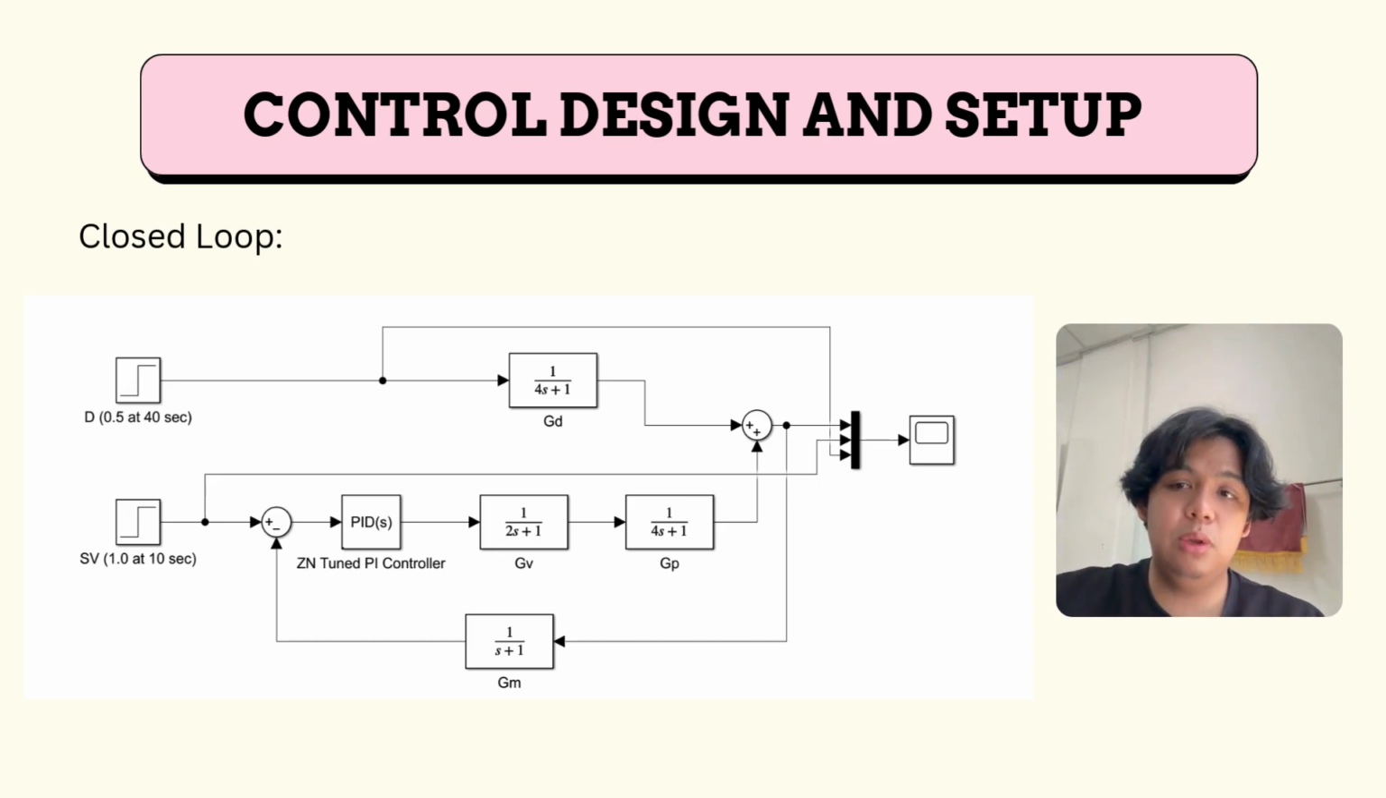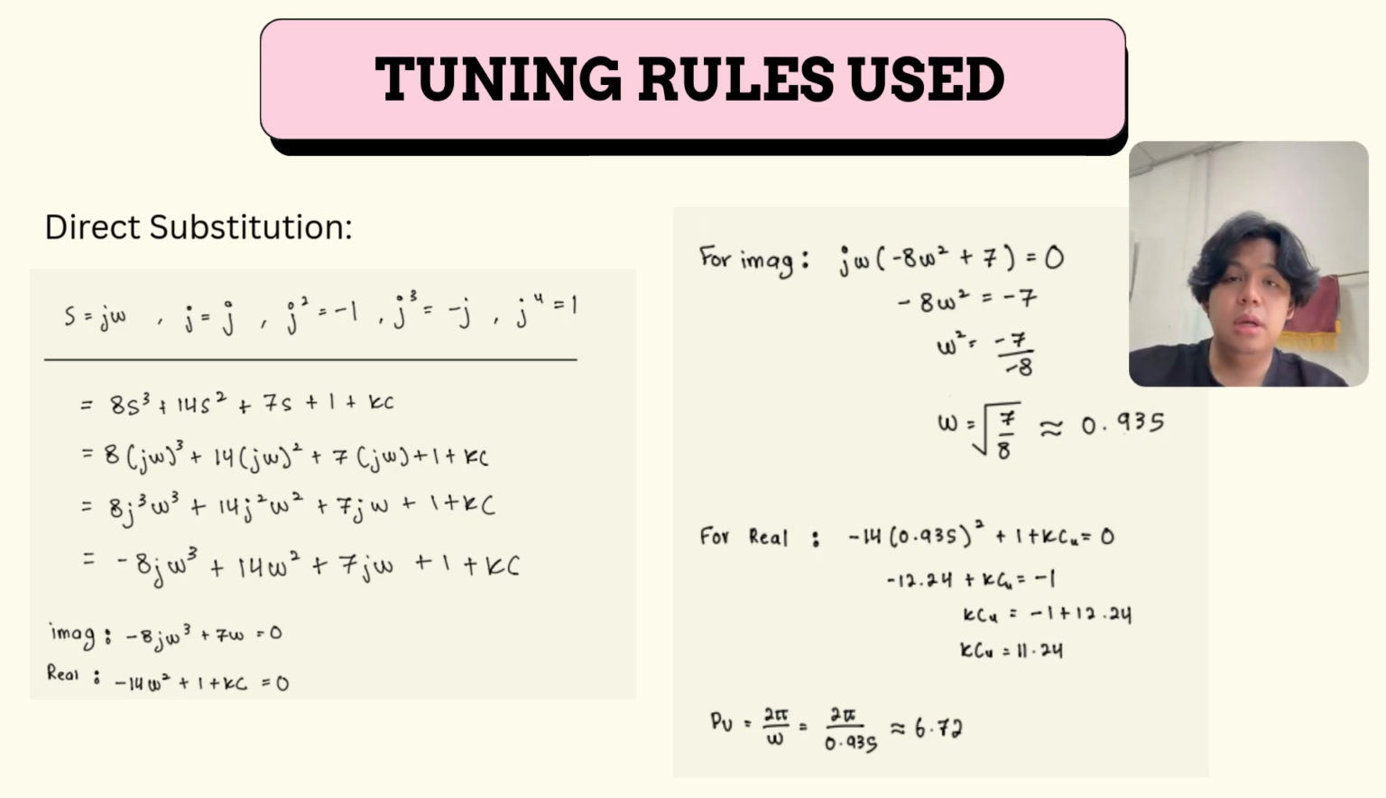This model allows me to evaluate the performance of the controller, including rise time, overshoot and disturbance rejection under realistic conditions. The first tuning rule I use is the direct substitution method to determine two important values, Ku, the ultimate gain, and Pu, the ultimate period.